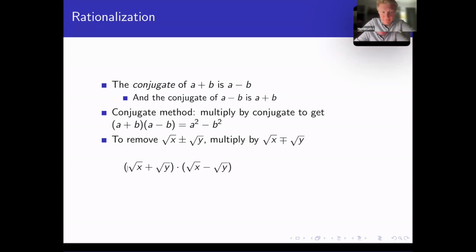And now what you should see is a plus b times a minus b. That's right here: a plus b, a minus b. So what this becomes is a squared minus b squared. So we're going to take the square root of x, square it, minus the square root of y, square it. And we said the square root of x squared is just x, the square root of y squared is just y. And just like that, notice there are no more square roots.